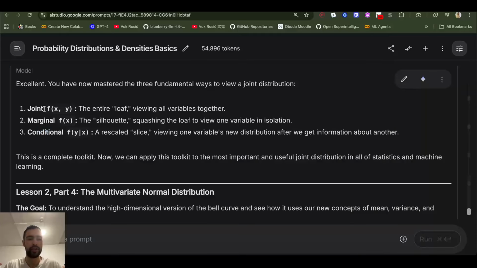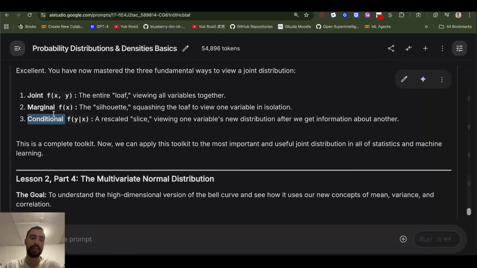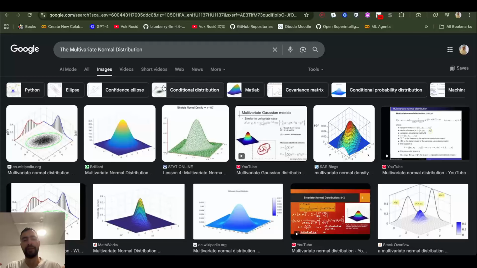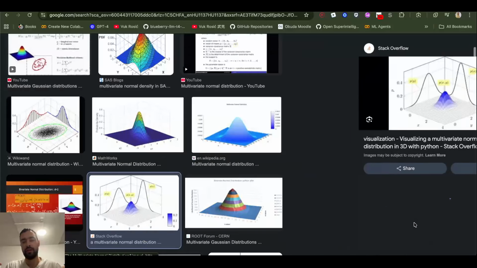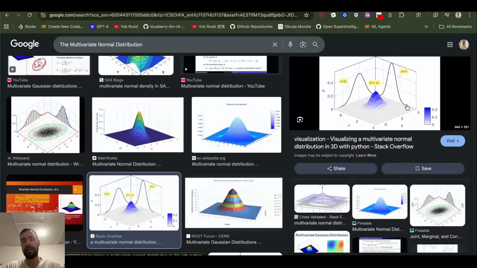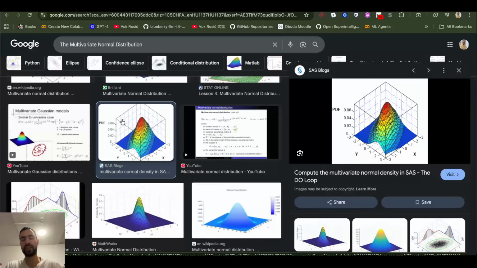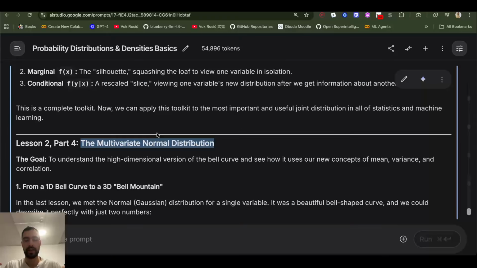Now that we understand joint, marginal, and conditional probability distributions that I explained in this video and a few other videos, we will go on to learning the multivariate normal distribution. This is a 3D version of the normal distribution. The normal distribution bell curve is usually expressed in 2D, but there is also a 3D version. I talked about the 2D version in the first video, I believe, in this course, which you can find at the URL below in the description.